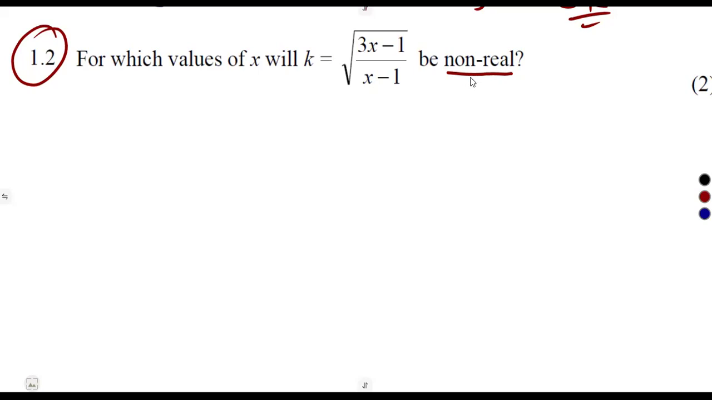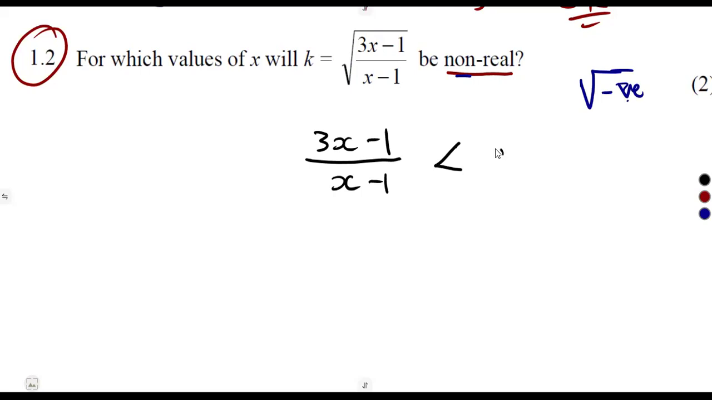For this to be non-real, remember from your nature of roots, the square root of a negative cannot be simplified as long as it's a negative. So meaning to say, whatever that is here is supposed to be negative. Whatever that we are seeing inside, the 3x minus 1 over x minus 1, is supposed to be less than 0. It's an inequality that we have formed.